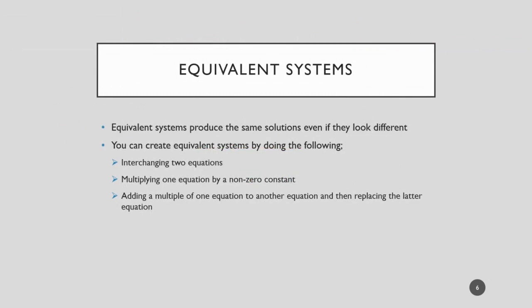So I mentioned that each equation that I created when I multiplied was an equivalent system. Like I said, equivalent systems produce the same solutions even if they do look different. You can create equivalent systems by interchanging two equations, so that means maybe flipping which one's on top. You can multiply an equation by a non-zero constant. You can also create one by adding a multiple of one equation to another equation and then replacing one of the equations.